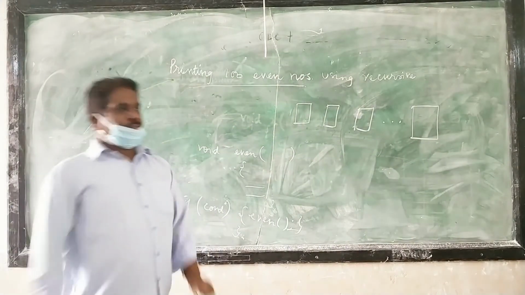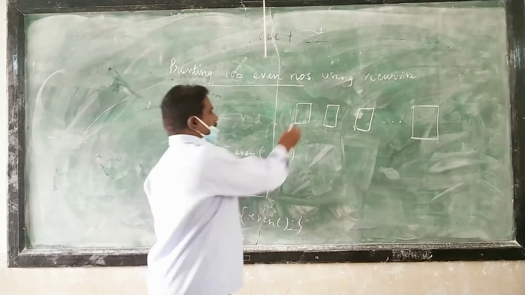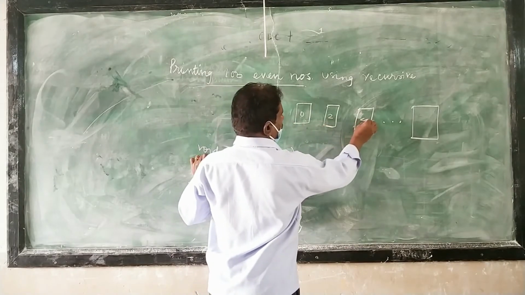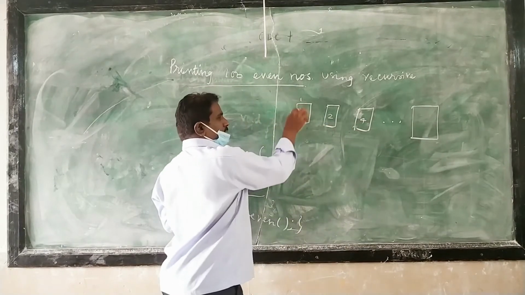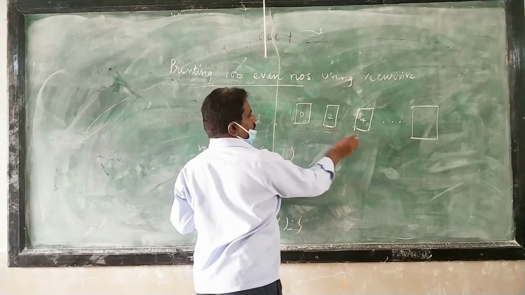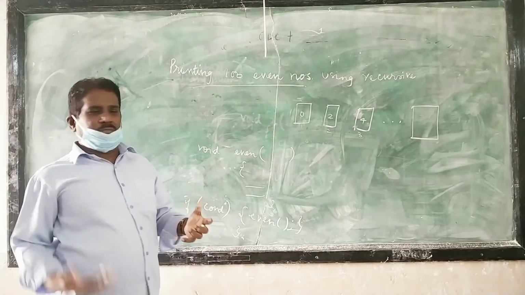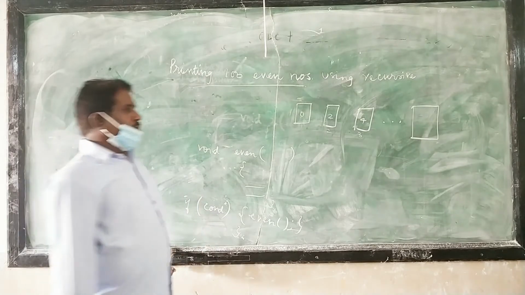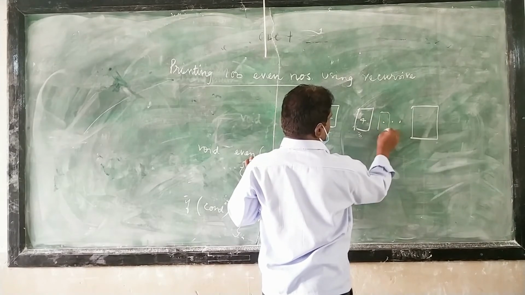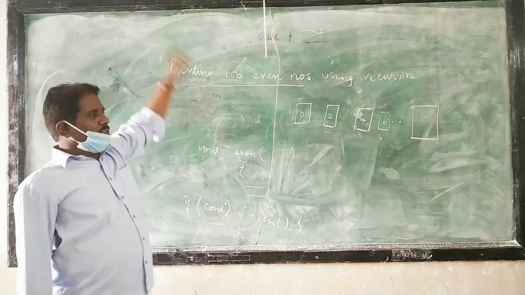First time, what is the even number we want? We want 0. Second time we want 2. Third time we want 4. Fourth time we want 6. Isn't it? Like this.